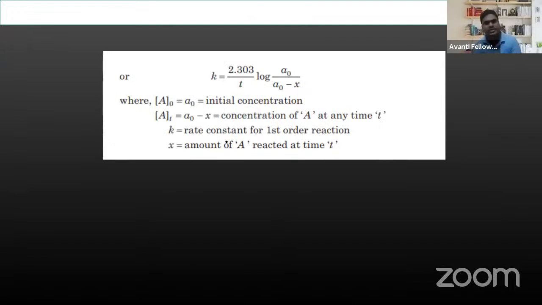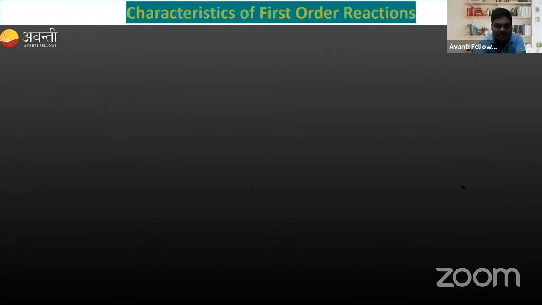Actually, this is 2.303/t log a₀/(a₀ − x), where a₀ is the initial concentration. We can write a₀ − x as the concentration of A at any time t, and x is the amount of A reacted at that time, right? So by this, we can remember it.